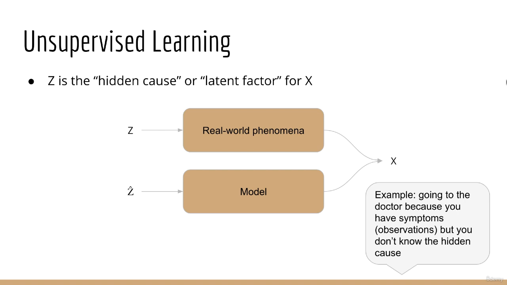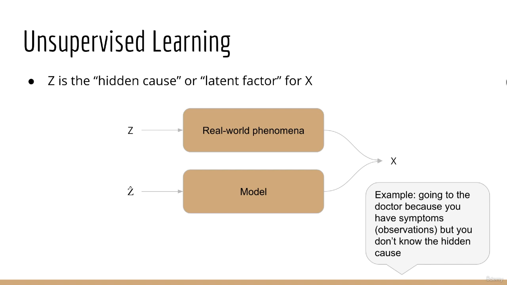So before we had X going to Y, so X was the starting point. In this case, X is not the starting point, but rather the end point. Z is the starting point. We call Z the hidden cause or the latent factor because it's something that we can't see that is causing the data that we observe. An example of this is when you go to the doctor. You go to the doctor because you have symptoms, which are things that you can observe. But you don't know the hidden cause, so the cause is hidden. You hope that the doctor will choose the right hidden cause so that you can be treated appropriately.